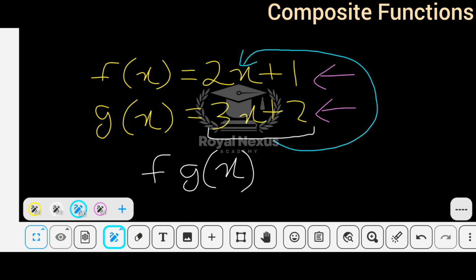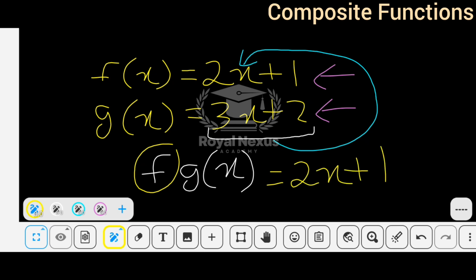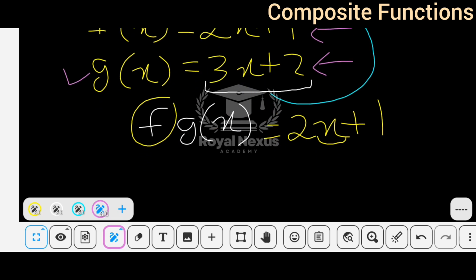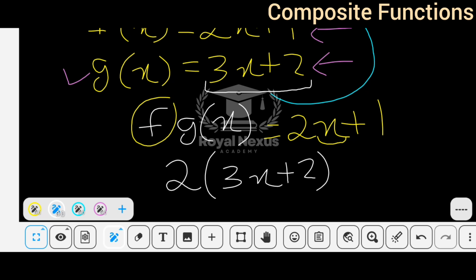So now how will you write this? The tip is, you first write the function f, the function written on the left hand side. So it's basically 2x plus 1. And now in place of x, write the second function, g of x. So it will be 2, and in place of x I am writing the function g of x, so it will be 3x plus 2, and this plus 1 will be written as it is. So it will be plus 1.